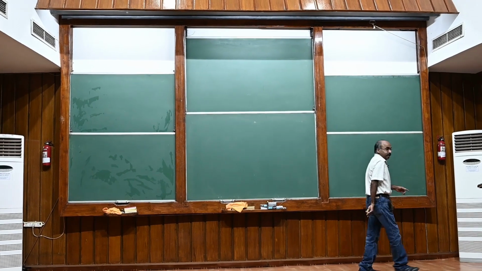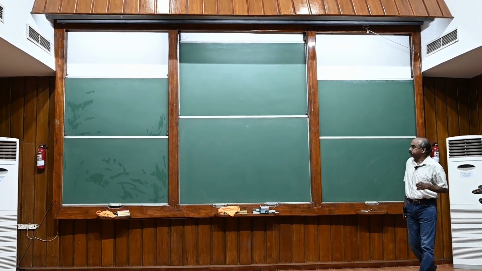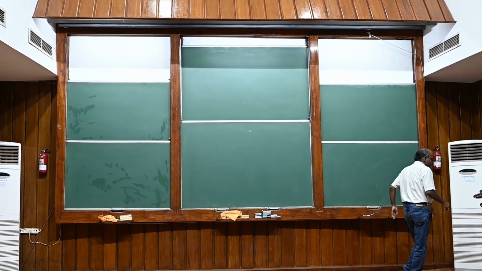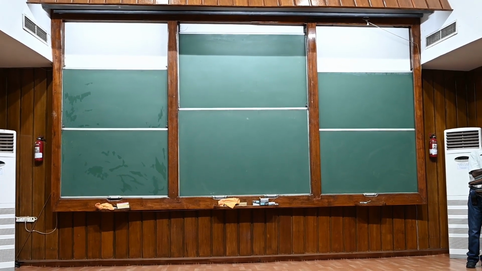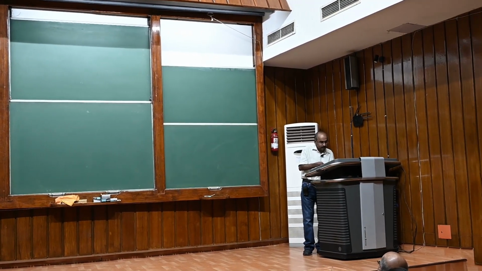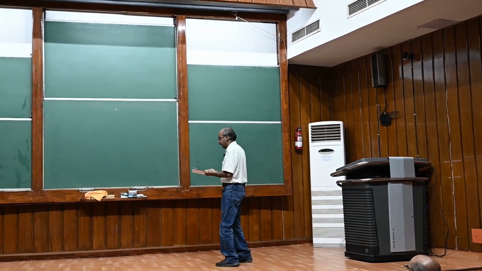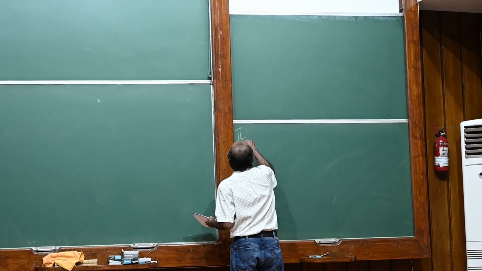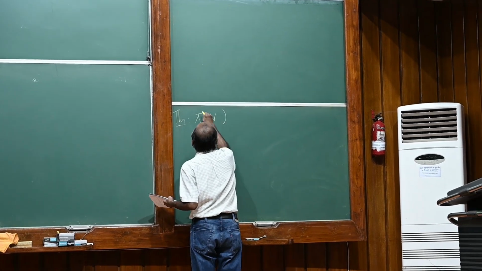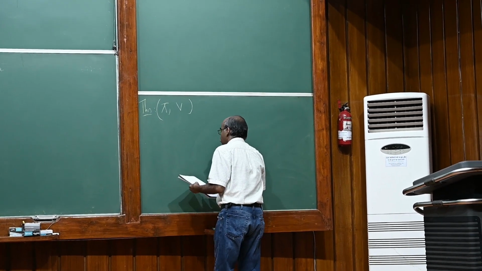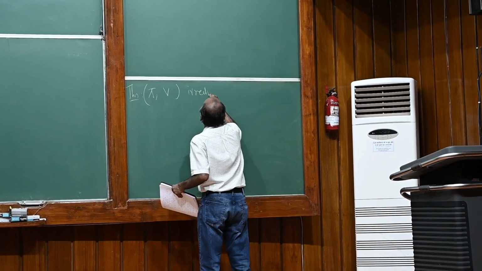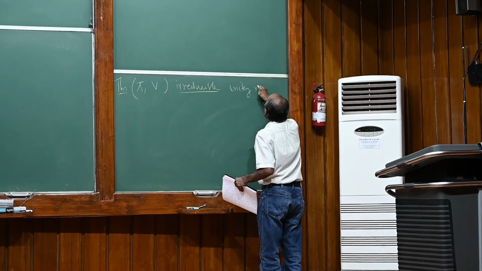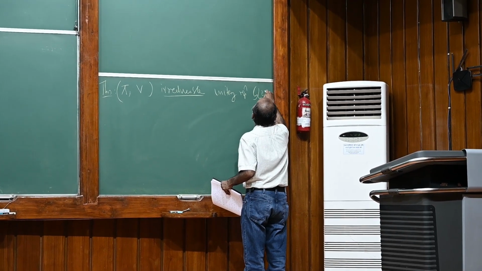So I'll start with the theorem we had written down last time. We had proved it, so I'll not be proving it again. But I want to say how to finally characterize the irreducible unitary representations using them. So, by the irreducible unitary representation of SL2R.